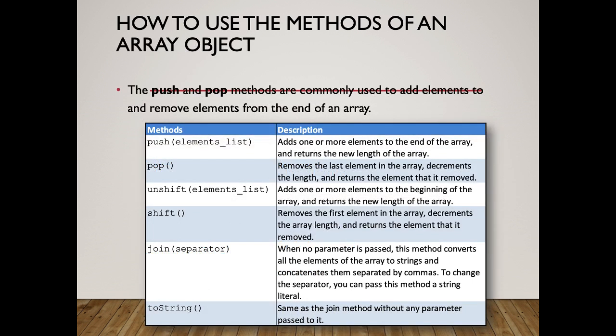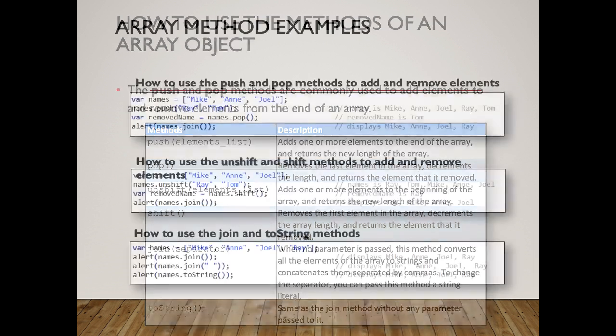And just as with almost any other object in JavaScript, there's a bunch of functions: push, pop, unshift, shift, join, toString. These are how we can end up adding and removing elements from our array. The most important ones are probably push, unshift, and shift. Pop just takes off the last element that is in our array. But there are also other ways that you can end up manipulating an array.